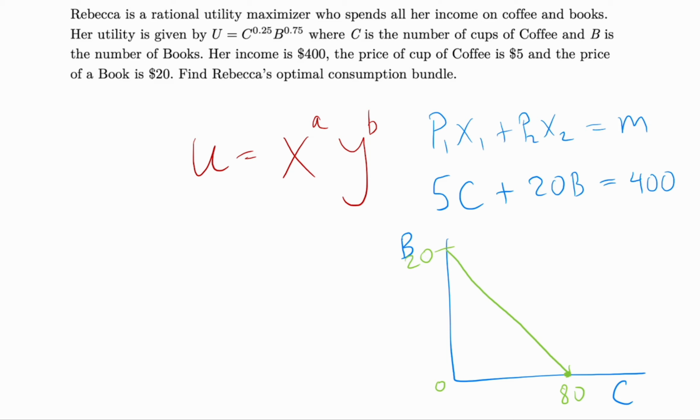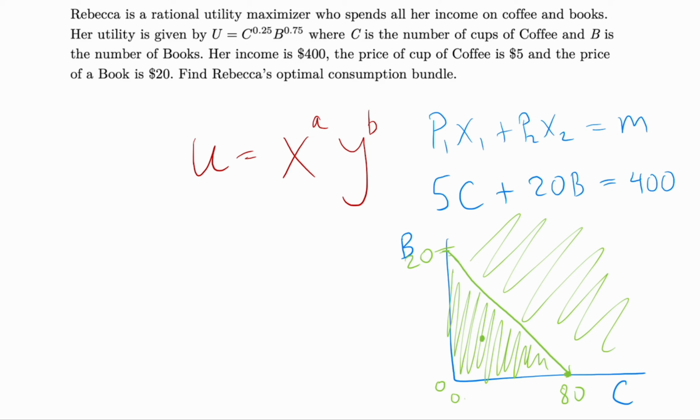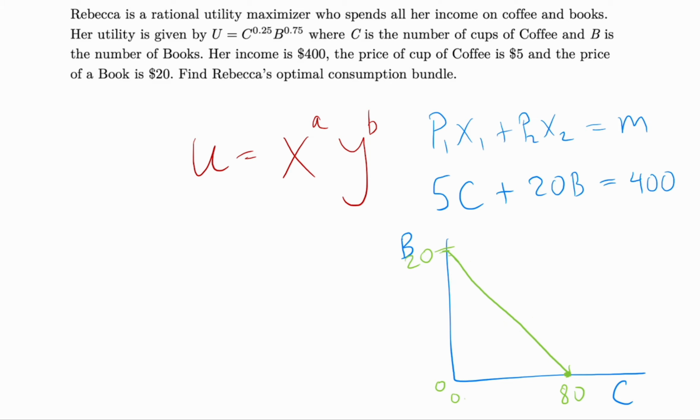And similarly, if you spend no money on coffee, then you can buy up to 20 books. So you're allowed to consume anything on this green line connecting these 2 points, right? So the more coffee you want, the fewer books you can buy, and so on. If you were to consume any bundle, any XY coordinate point within this, then you're leaving money on the table. You're not spending the full $400. And any point in this part of the plane is costing more than $400, so you can't afford it.